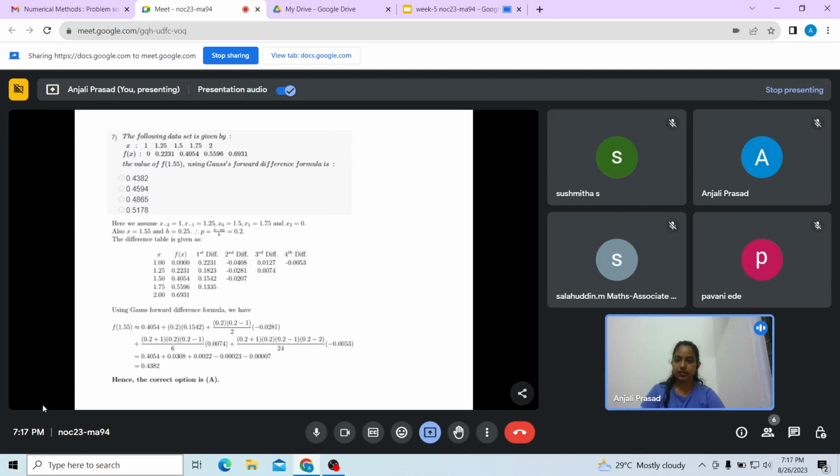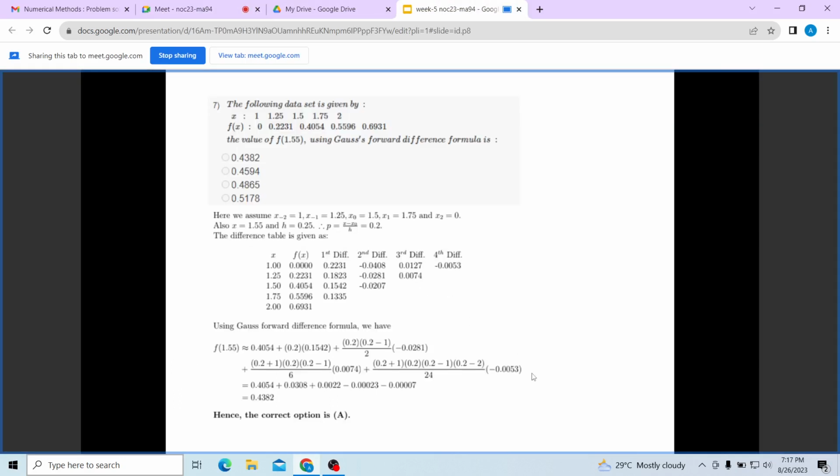Is it clear? Are you getting f of 1.55 as 0.438? Okay. So this is the Lawson's diagram using which you can simply remember the formula. So for Gauss forward interpolation formula, you will use this line.